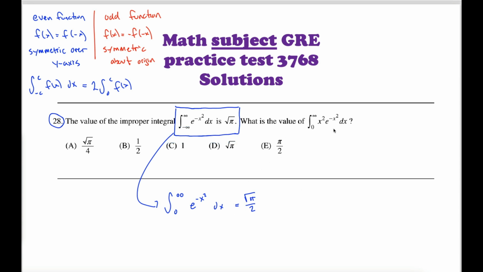Who knows? The way that I was able to evaluate this integral is using integration by parts. Why integration by parts? Well, I recognize that this e to the negative x squared is sort of part of this integral.